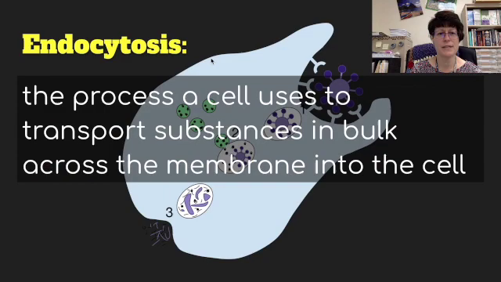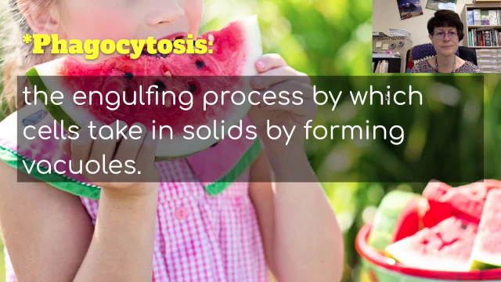And one of those things that requires energy is endocytosis. This is the process a cell uses to transport substances in bulk across the membrane into the cell. And generally, okay, if it's engulfing something, it's going against the gradient because it has more nutrients inside of the cell than outside of the cell, so it requires energy.